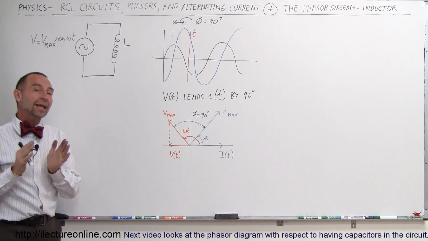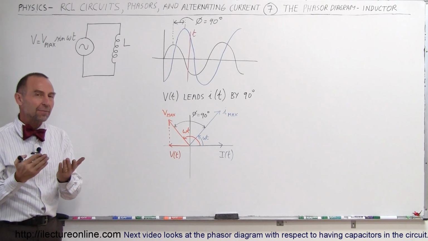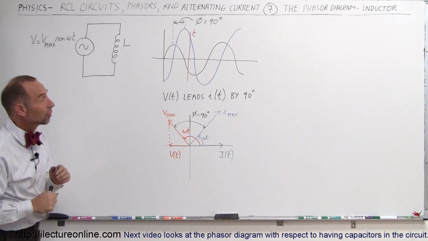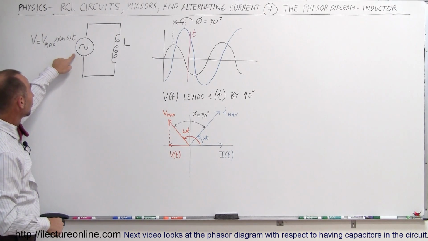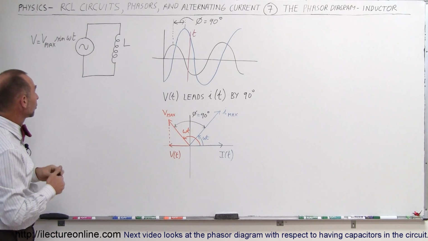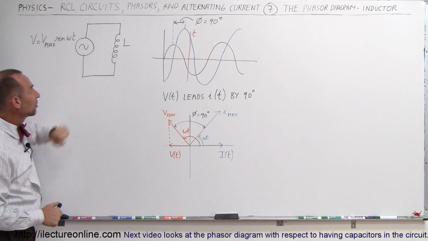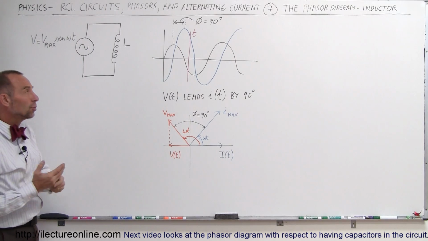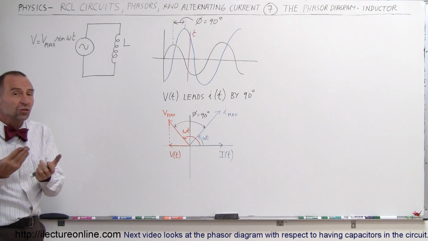Welcome to our lecture online, and now we're going to look at the phasor diagram with respect to having an inductor in the circuit. So here we have a voltage source driving a voltage with a sinusoidal methodology, and we have an inductor in the circuit. So what does an inductor do? An inductor opposes a change in the current.